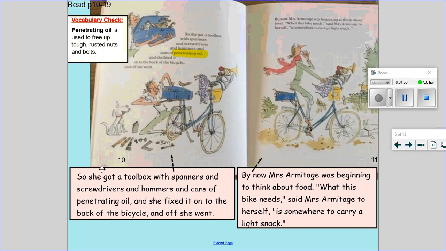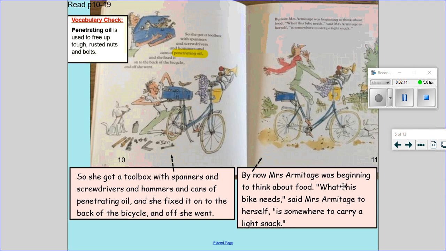So page 10. She got a toolbox with spanners and screwdrivers and hammers and cans of penetrating oil, and she fixed it onto the back of the bicycle and off she went. A quick vocabulary check. Penetrating oil is used to free up tough and rusted nuts and bolts, so the oil loosens up the nuts and bolts.